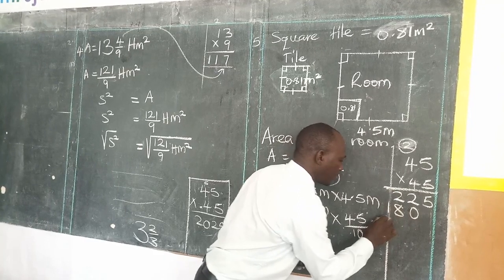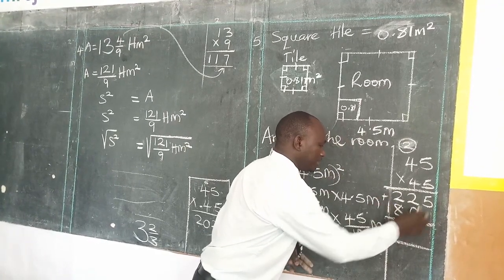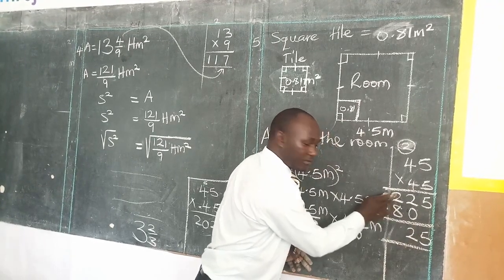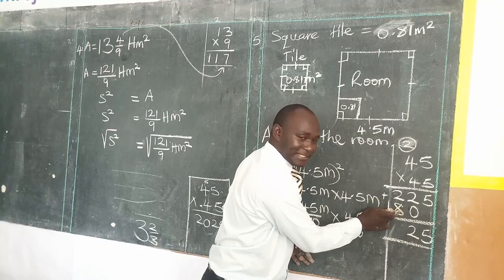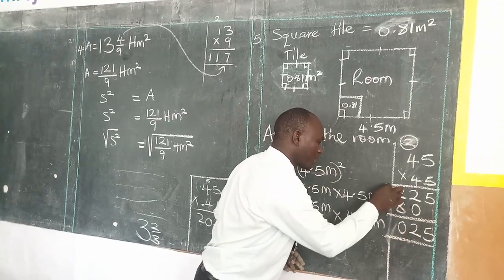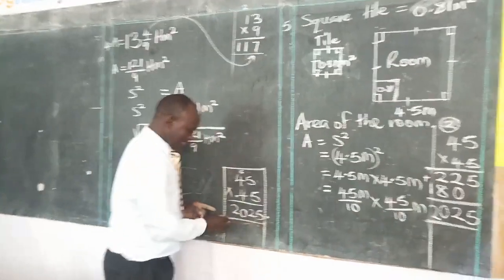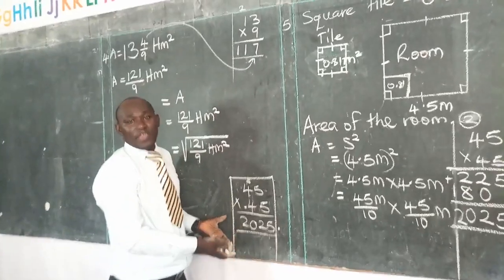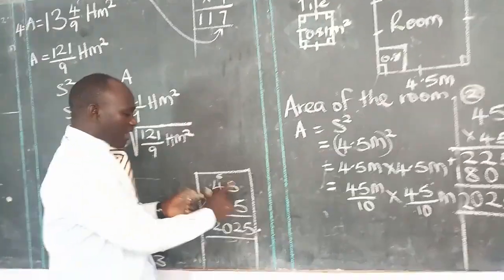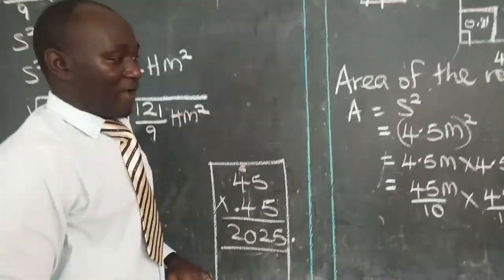When I add this, this will be 5, this will be 2. 2 plus 8 is 10. I'll have to write 0 and regroup 1. So 1 plus 1 will give us 2. Hey, the answer is the same as this. Yeah, this is my quick way of multiplying numbers, squaring numbers ending with 5.